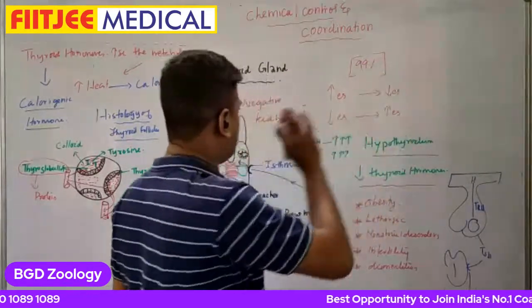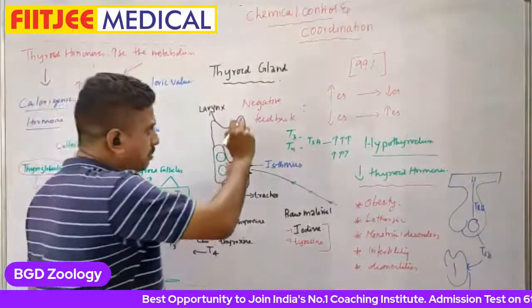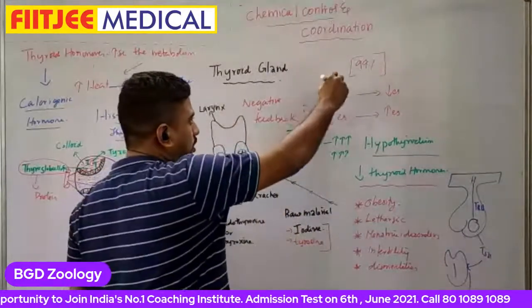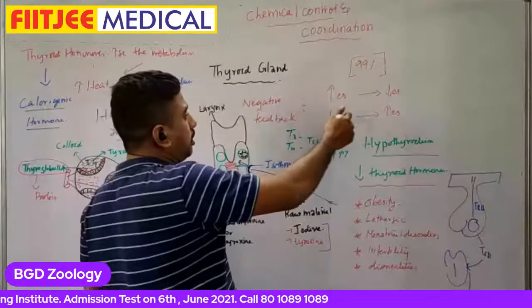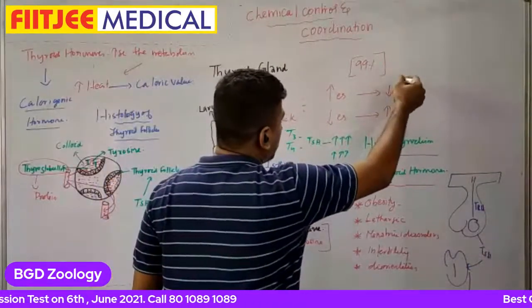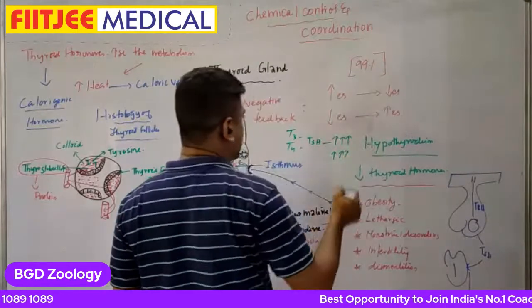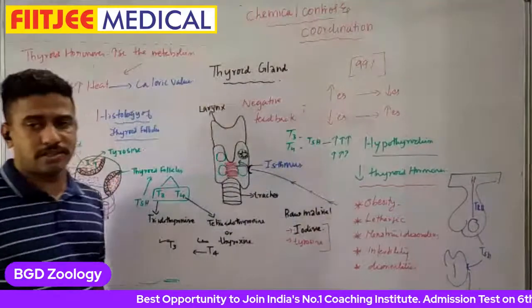I'll talk about the 1%, the positive feedback mechanism, later. But let me make it very clear what the negative feedback mechanism is. When one hormone increases, another hormone related to that hormone will decrease. If that hormone level is decreased, another hormone will increase.